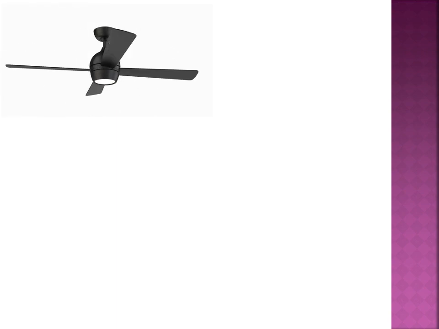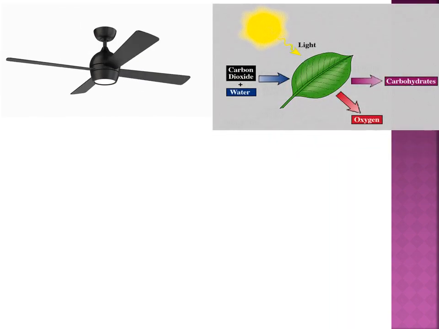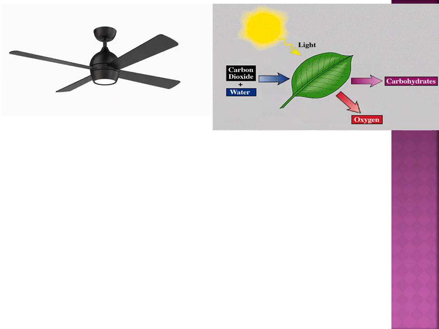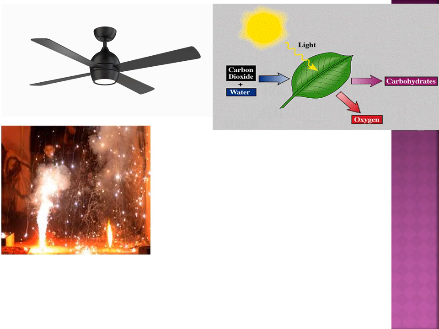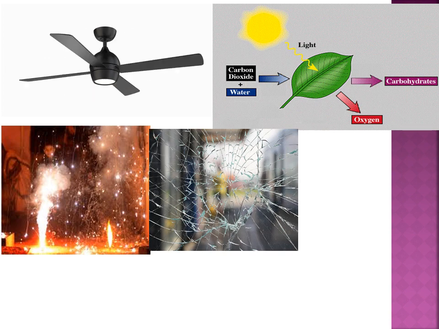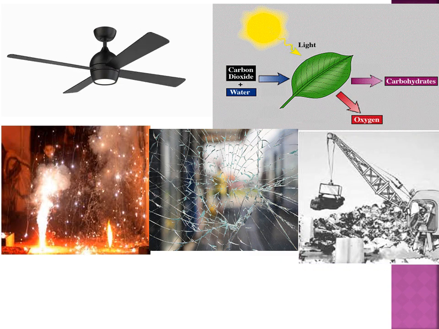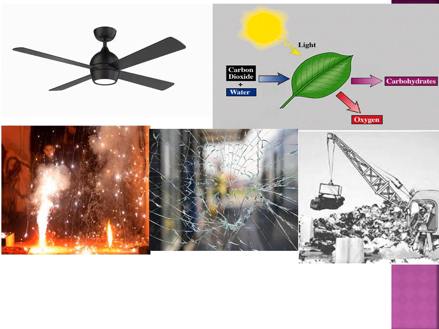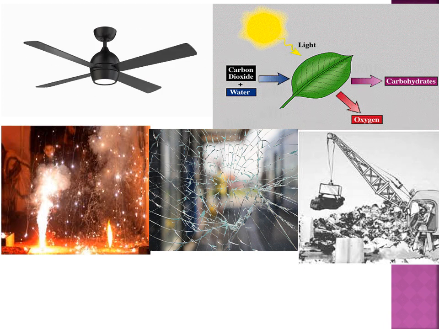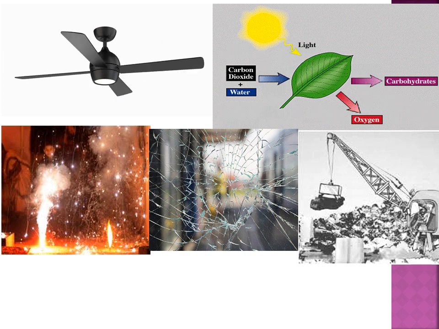We have already seen the different forms of energy. Now, which type of energy is used in each of the following processes? First example, a fan running on electricity. The process of photosynthesis. The crackers exploded in Diwali. Breaking of a glass window pane because of a loud noise. Drawing out pieces of iron from garbage using a magnet. So in all the examples, different types of energy are used.